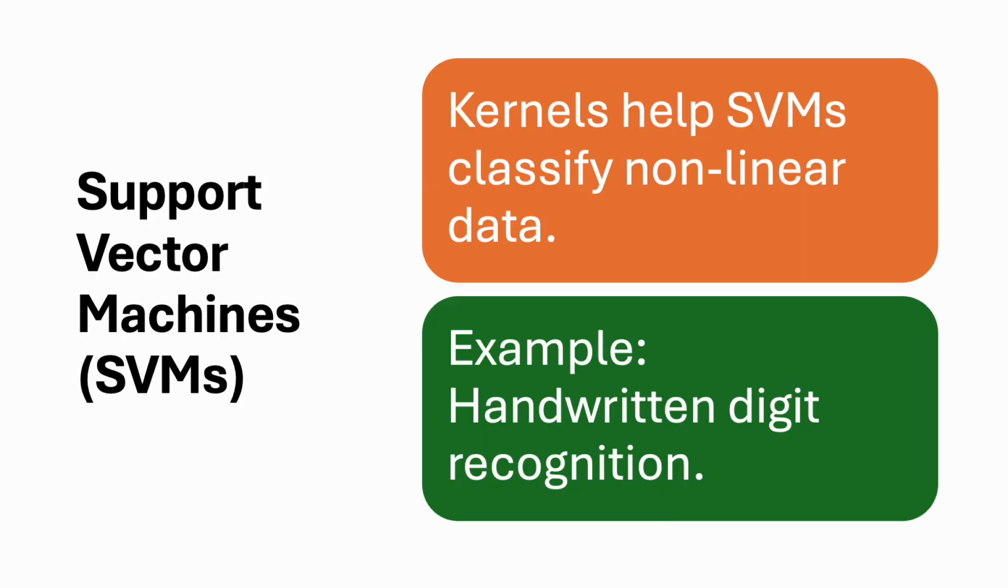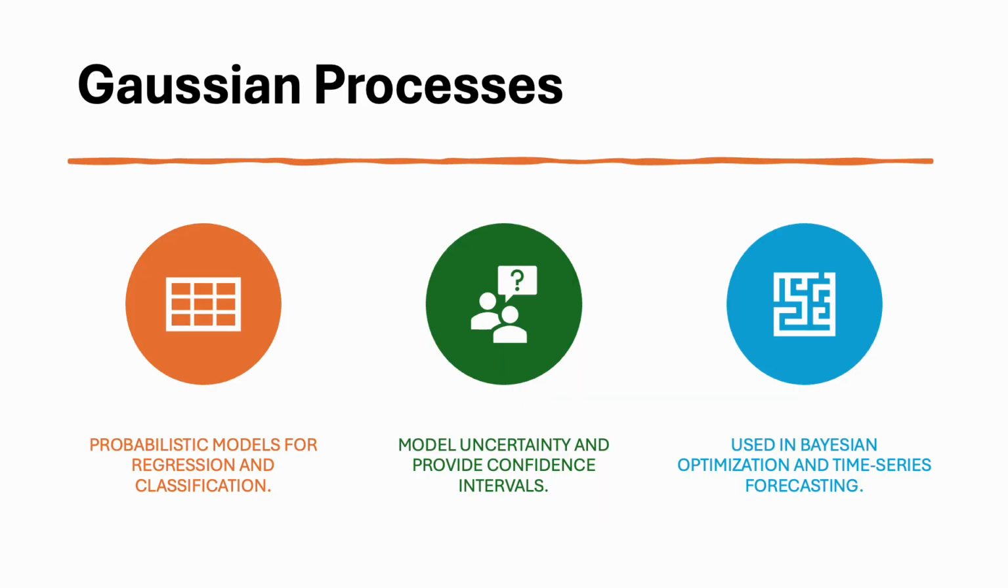The SVM kernels help the support vector machines classify nonlinear data. The example is handwritten digit recognition. I'll not go into much detail for SVMs because this is an in-depth discussion on the advanced machine learning methodologies. So for support vector machines, I would suggest you conduct a little bit of research in your own time to understand where SVMs are utilized and how that helps grow our learning in the machine learning and artificial intelligence domains. Let's look into Gaussian processes in a little bit more depth.